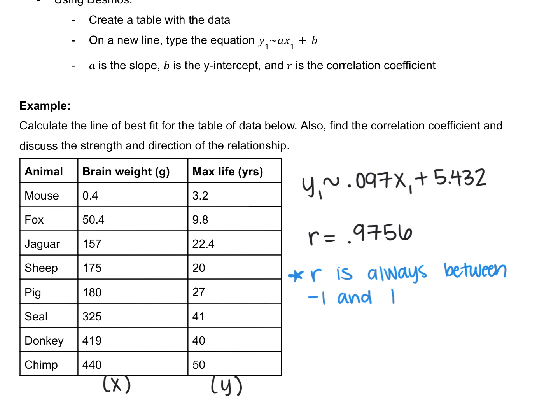So in this case, I have 0.9756. That's pretty close to +1. So this is going to be strong. That's going to be my strength. And for my direction, is it a positive number or a negative number? And R is positive here, so it's positive. You can also see by the equation and your scatter plot, it is a positive relationship.